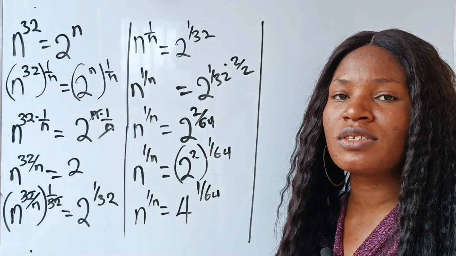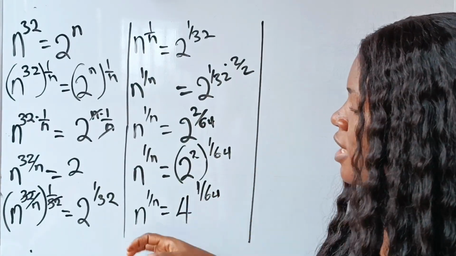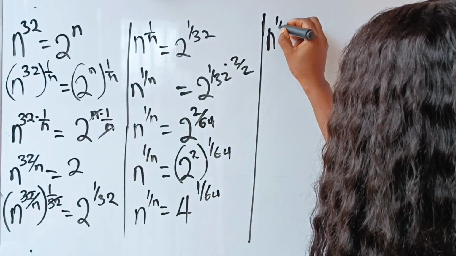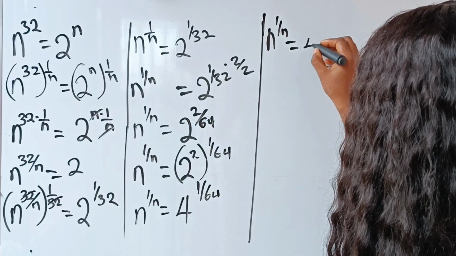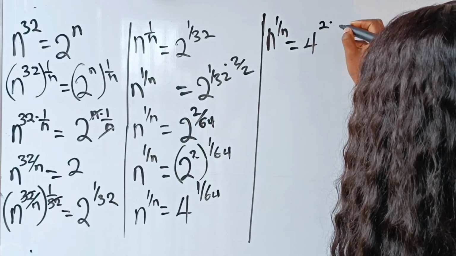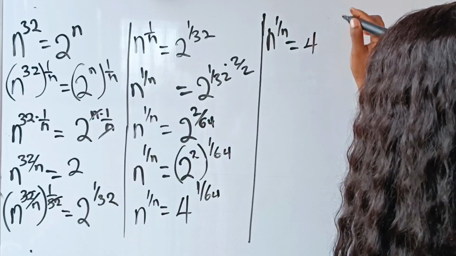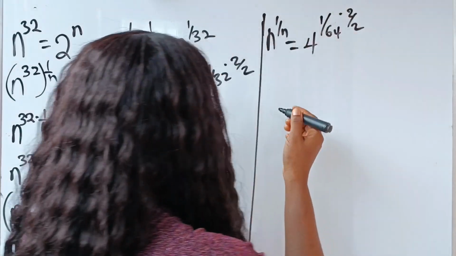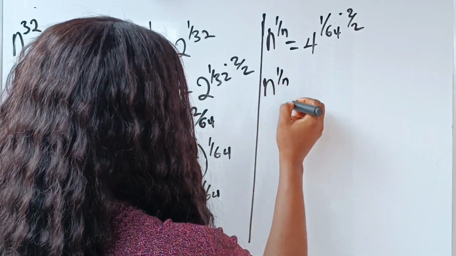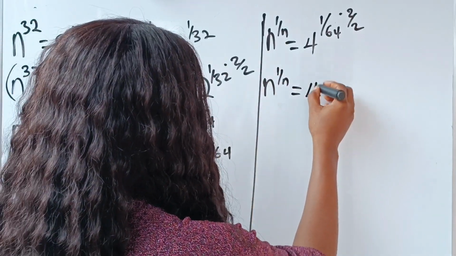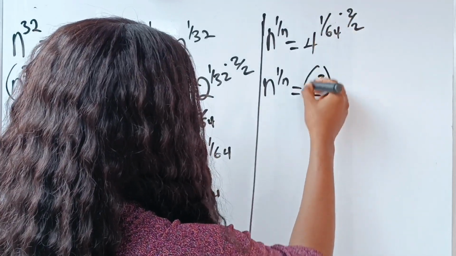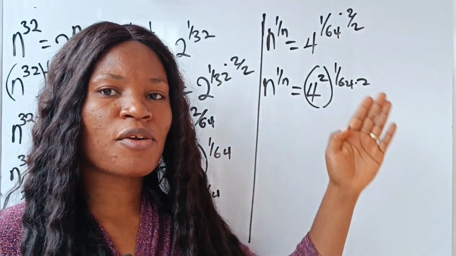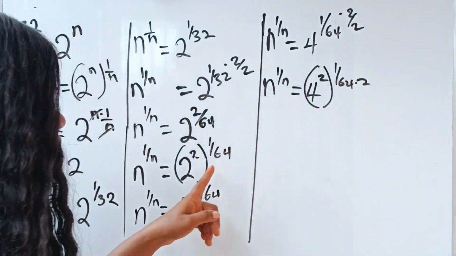Okay, all right, now this is what we have. Like I said, we have to continue to manipulate the right hand side to get something similar to the left hand side. So I will write n to the power of 1 over n is equal to 4 to the power of 2 multiplied by, sorry, 1 divided by 64 multiplied by 2 over 2. Okay, so if we write that, we have n to the power of 1 over n is equal to 4, let me bring these 2 in, and then raise this side to the power of 1 over 64 multiplied by 2. So I believe that you now know what I did since I've explained this one.